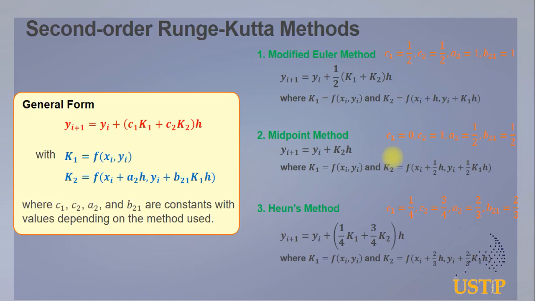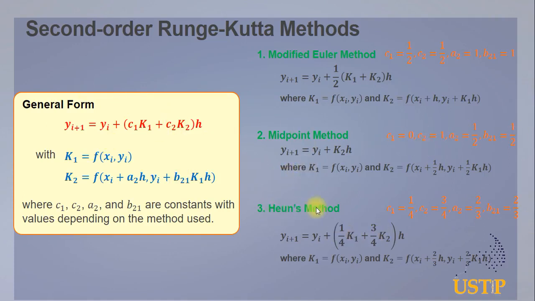So the formula for the midpoint method will be yi plus 1 is equal to yi plus k2h, where k1 is equal to f of xi, yi, and k2 is equal to f of xi plus 1 half h, yi plus 1 half k1 h. So you will just simply substitute the constants, no? Based on the general form. So, that's it.